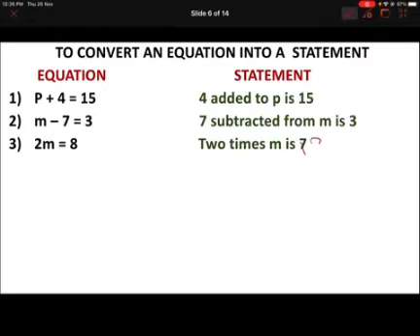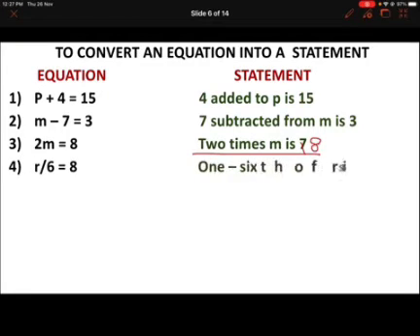Change this. So you can write it as 2 times m is 8, or you can say when 2 is multiplied by m, the result is 8. So just like I said, you can use any words, but it has to give you a proper statement for that particular equation.